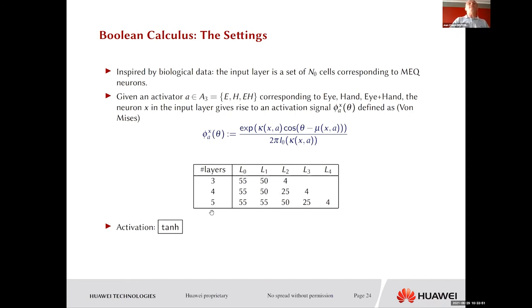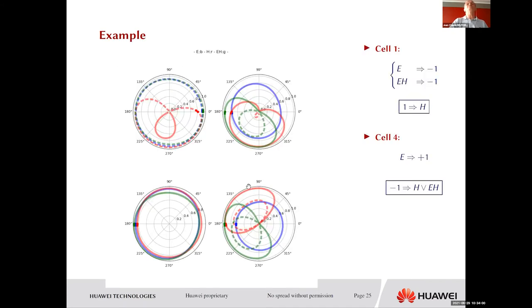And then we also tried four layers and five layers in order to see what was happening. The activation function was the hyperbolic tangent, okay? So just very quickly, here is what is happening. On those circles, you can see the activation of one neuron in some hidden layer. So in fact, this is cell one, cell two, cell three, and cell four.